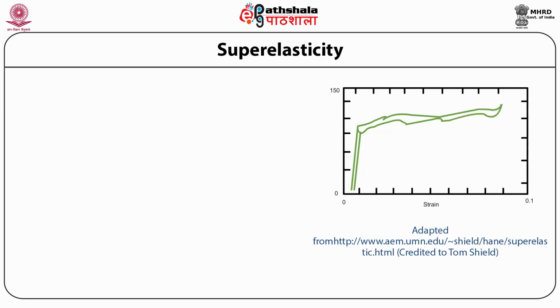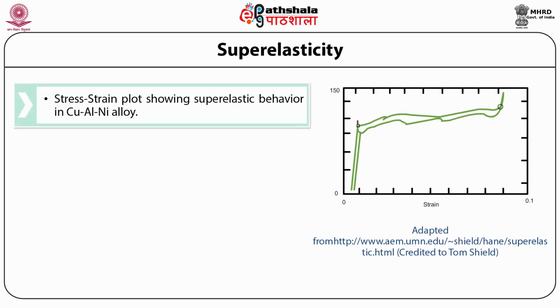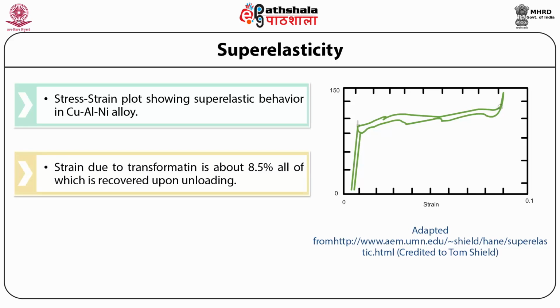Superelasticity. A schematic stress-strain plot is shown in this figure for a copper, aluminium, nickel alloy. Here again we see the superelasticity effect in the single crystal alloy. In this particular material, strain up to 8.5% was found to be recoverable upon unloading.